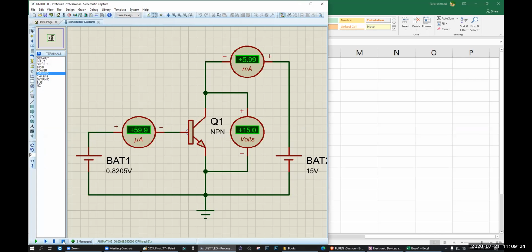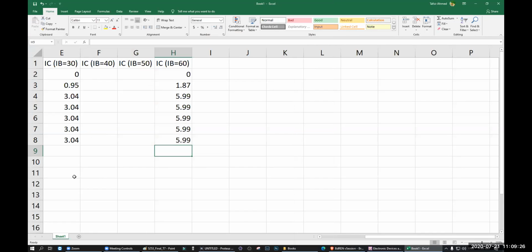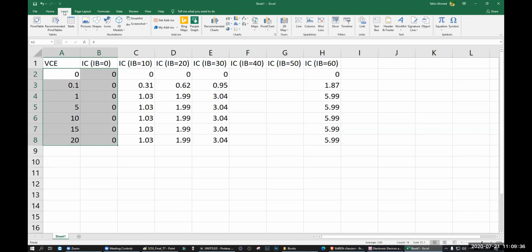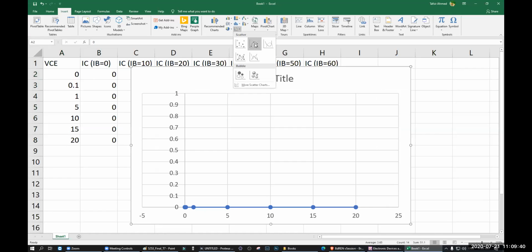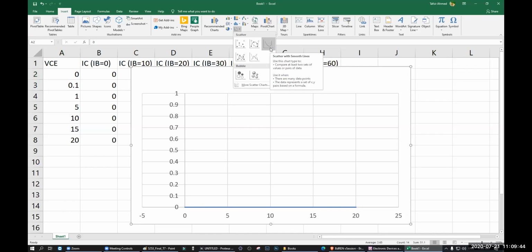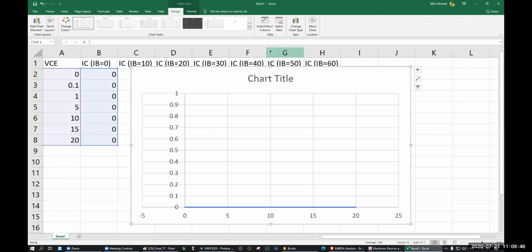So I do not need this anymore. How can I make the graph? Like this. At first, I will click these two, only these two: one VCE, one IC, not the other IC. I'm going to insert. Here, I'm going to come here and I will select these, okay? Select this one, or maybe this one, or maybe this one. Got my point? I'm going to select this.